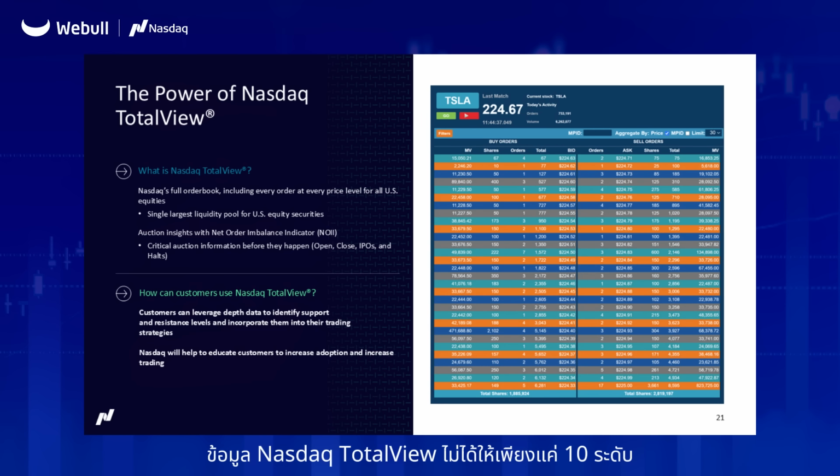In Nasdaq TotalView, we do not just provide 10 depth, we do not just provide 20 depth, we provide the full depth of book. What does that mean? If today on the bid side, the buy side of Tesla, there are 1,000 price levels, Nasdaq data gives 1,000. If there are 2,000, Nasdaq data gives 2,000, compared to 10. So for that data, the philosophy is the more the better.